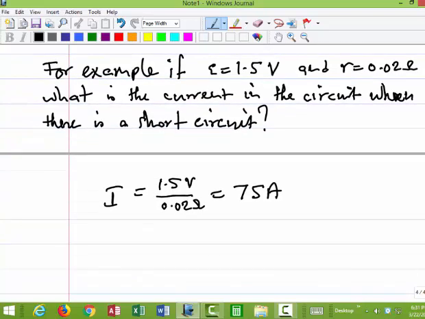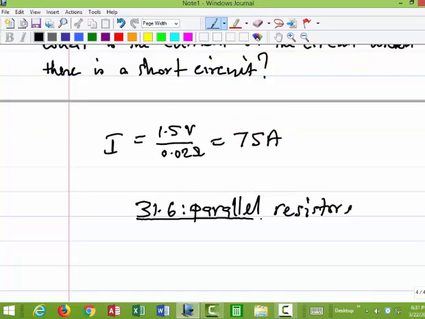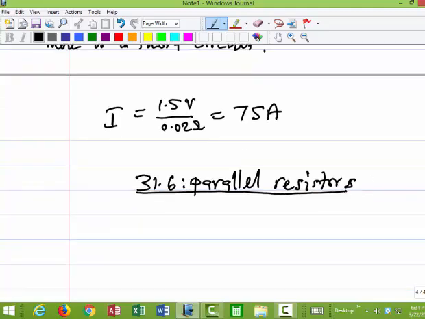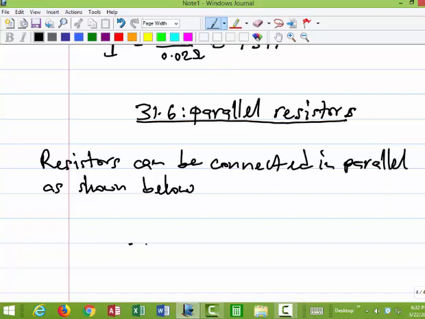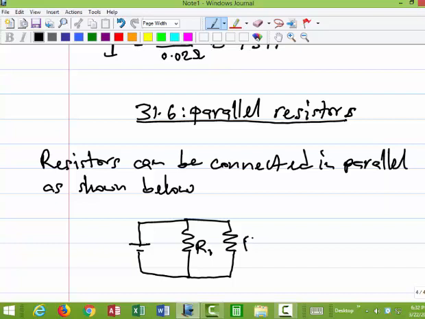Okay, let's go to 31.6 parallel resistors. So we did series resistors last time, so today we shall look at the parallel resistors. Resistors can be connected. So we have our battery again, and I'll connect the resistor this way. So that's one of them, and I'll take a second one and connect it in parallel to it. So this will be R1. Let's call this R2. This is the EMF of the battery, and then there's a current I going this way.